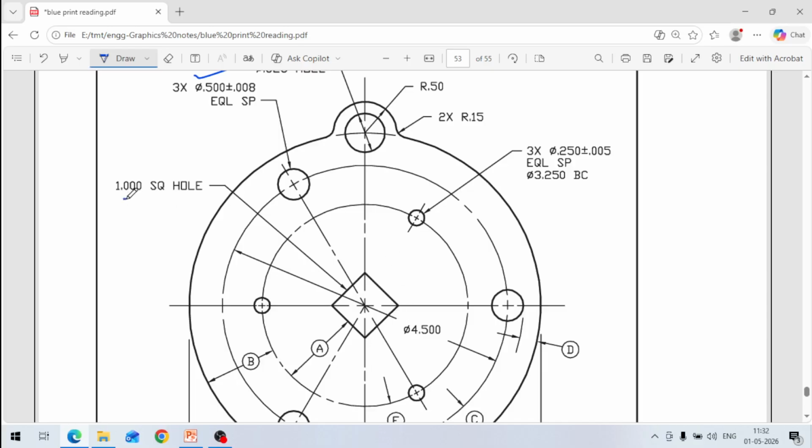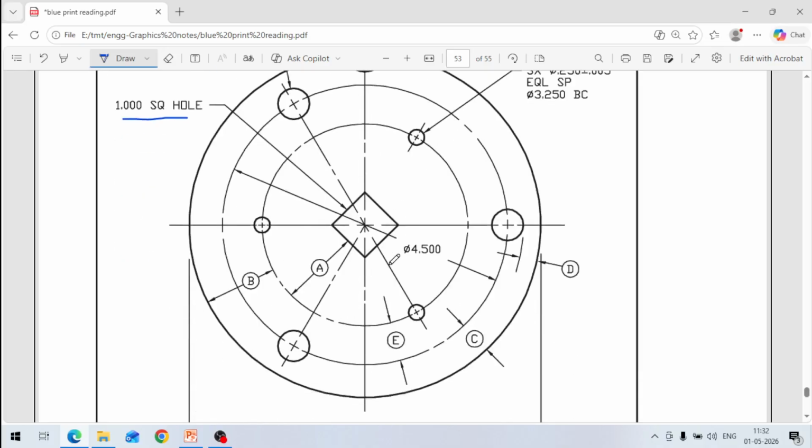So here in the center one square is given. This is a 1.00 inch square hole. This hole is a square hole, and it is like that. The edges, the diagonals, are on the horizontal and vertical lines. Here, this is your horizontal line. This is your vertical line.